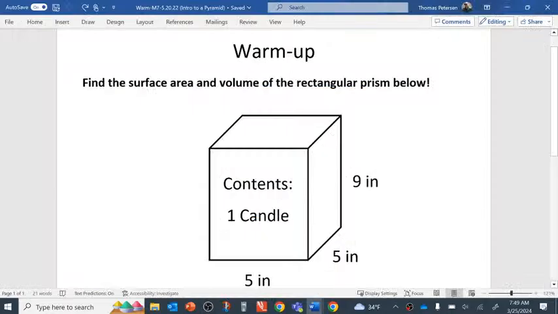Here's your warm-up. Find the surface area and the volume of this rectangular prism. See what you guys can do with that. You're going to want to pause the video because we're about ready to get this show on the road. So pause the video, do that, and away we go.